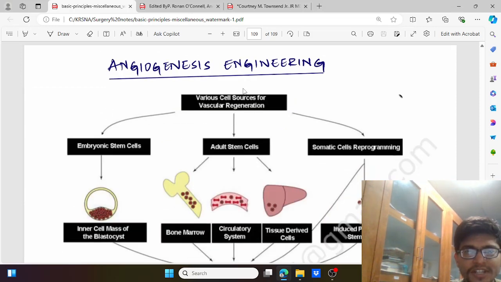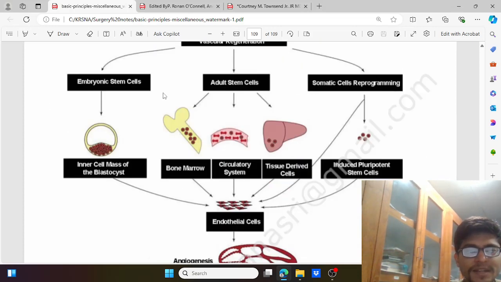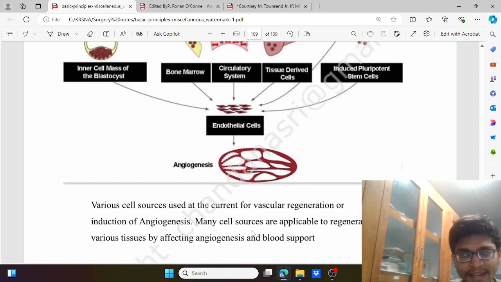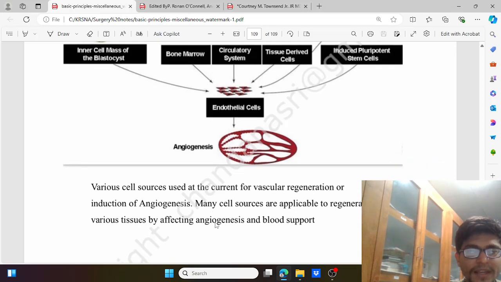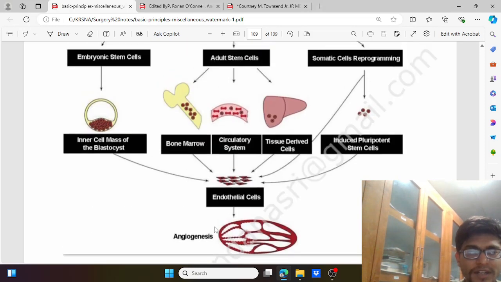Then angiogenesis engineering, where various cell sources are used for vascular regeneration: embryonic stem cells, adult stem cells, and somatic cell reprogramming, which gives rise to induced pluripotent stem cells. Adult stem cells will give the bone marrow circulatory system, and the embryonic stem cells, from the inner cell mass of the blastocyst, will give rise to endothelial cells, and will give rise to angiogenesis to help vascular regeneration or induction of angiogenesis. Many cell sources are applicable to regenerate various tissues by affecting angiogenesis and blood support.